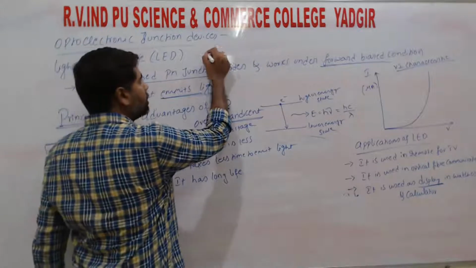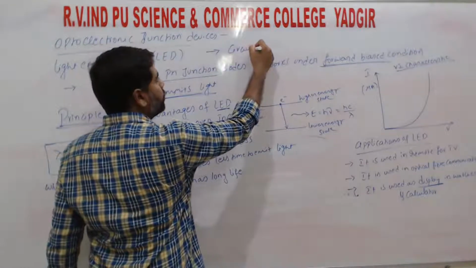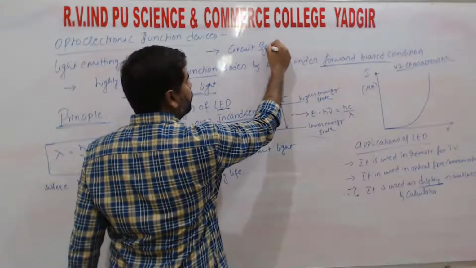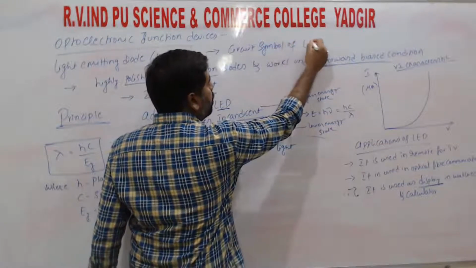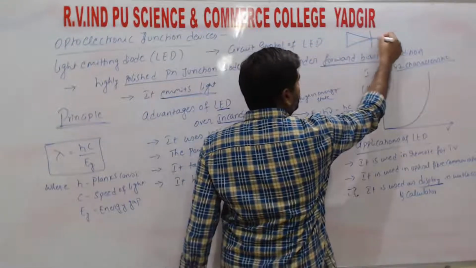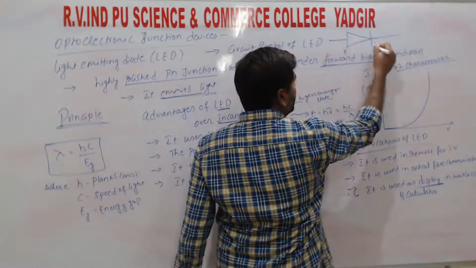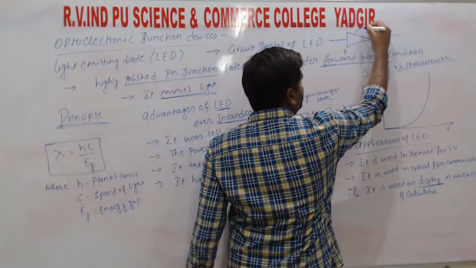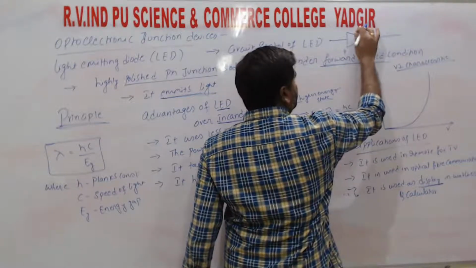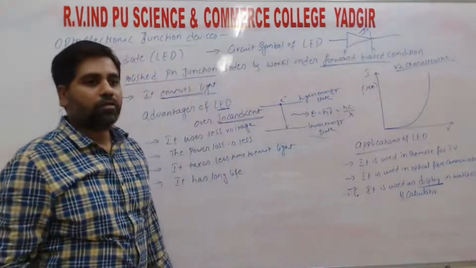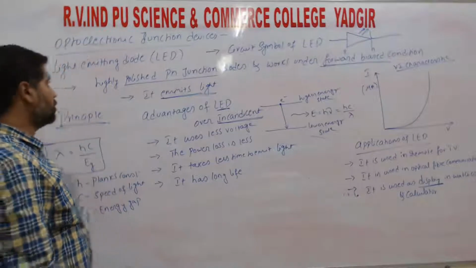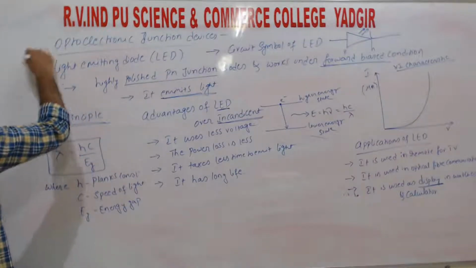So the circuit symbol of LED: it is a PN junction diode, right? Similarly, here it is P and here it is N. Along with this we need to mention the radiations, that is, outwards. So it represents the circuit symbol of LED, right? This one is important for 3 marks.